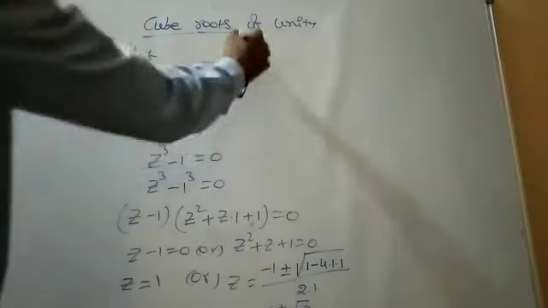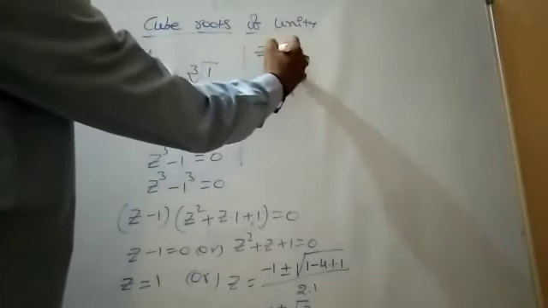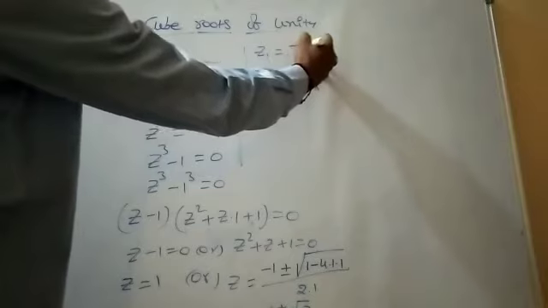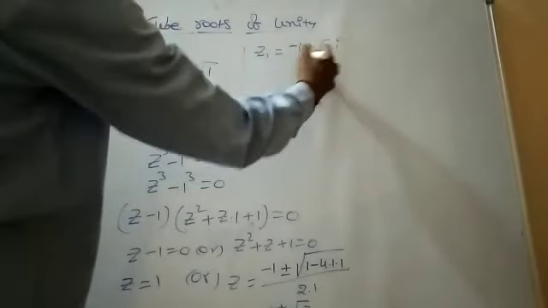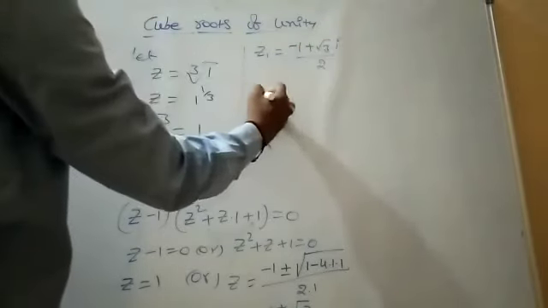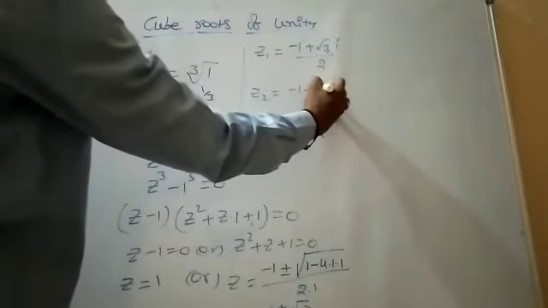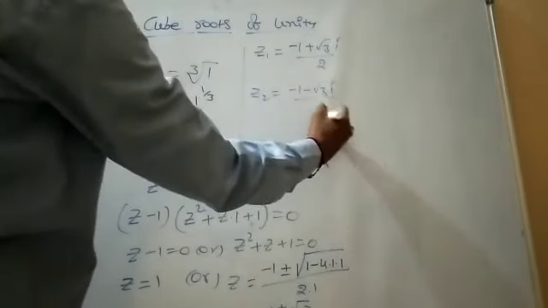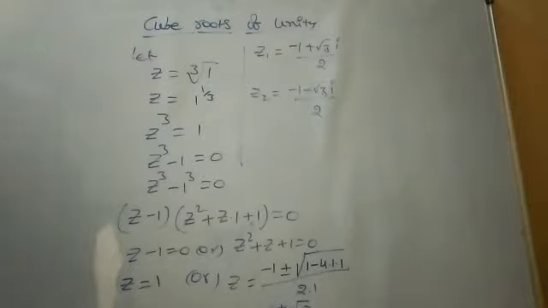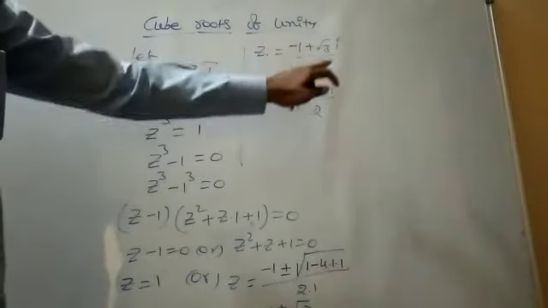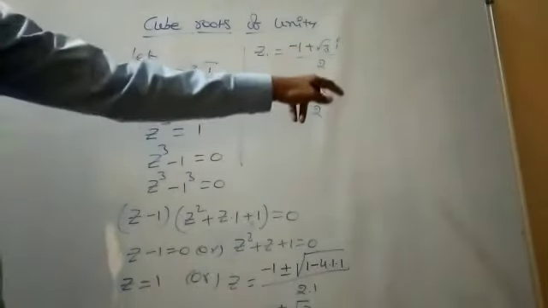Okay. Now we'll see what those are. Suppose z1 is equal to minus 1 plus root 3 i by 2, one root. z2 is minus 1 minus root 3 i by 2. We got two roots. One is minus 1 plus root 3 i by 2, another one is minus 1 minus root 3 i by 2. Okay, we got two roots.